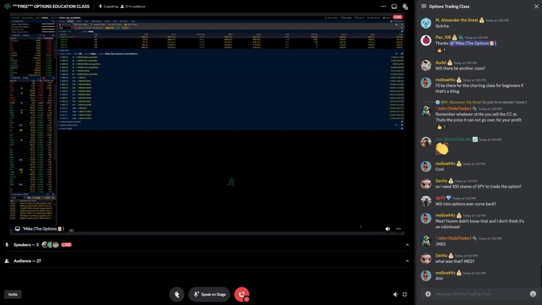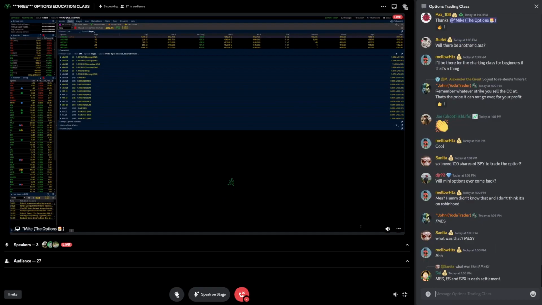But you can't take assignment on MES. It's a futures contract expiry, so you cannot buy and sell 100 shares. Well, you can go long a futures contract, but it does expire, so you can't hold them forever like you would shares of SPY. Yes, those are cash settled except for the quarterly expirations on futures options, which means, like I said, they're cash settled. You cannot take shares. They just pay you out cash or take your cash if you lose.